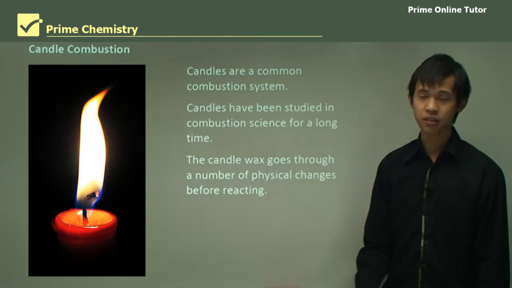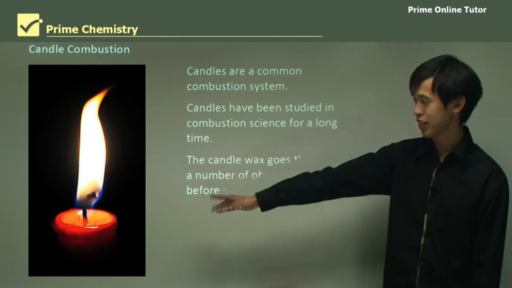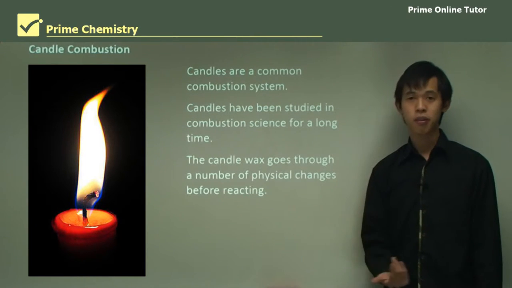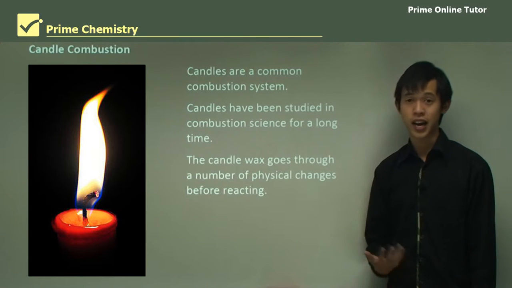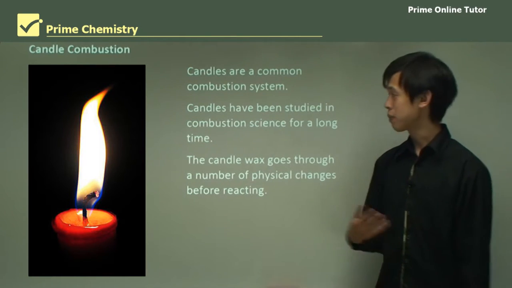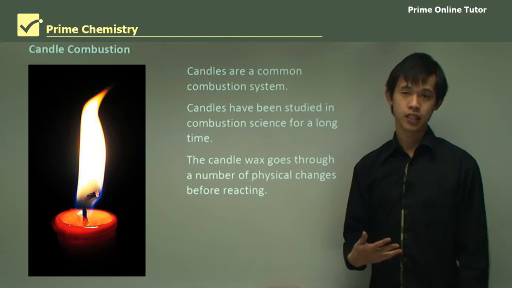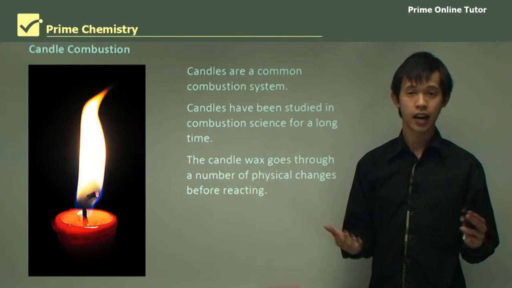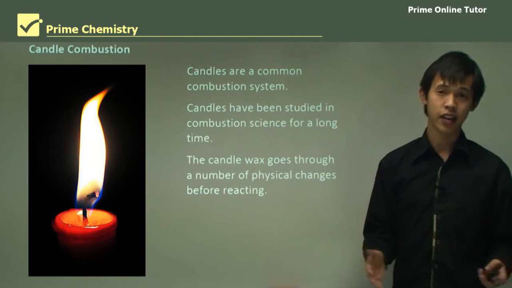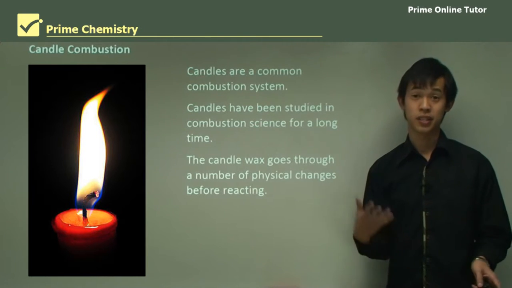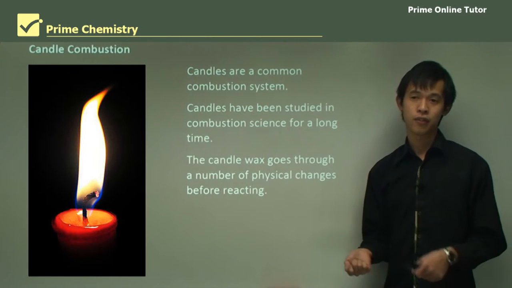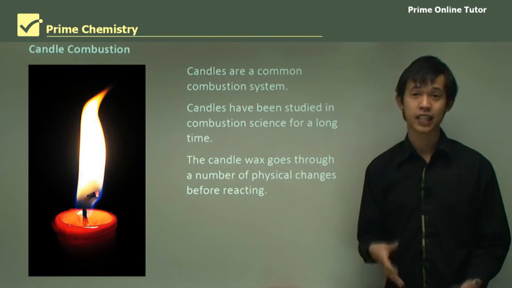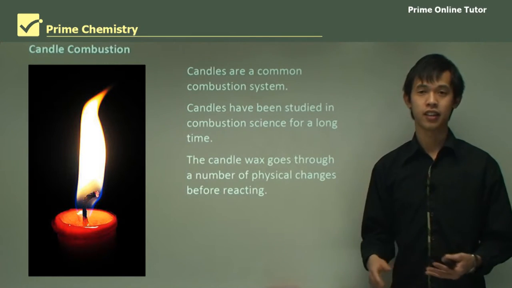So firstly, the candle wax itself, which is that red stuff at the bottom, goes through a number of physical changes before it starts reacting at all. Something you should note about combustion is that none of the reactants are ever in any other phase but gas phase, and by phase I mean state. So if you want a combustion reaction to happen, you need gases only. You can't have anything else.